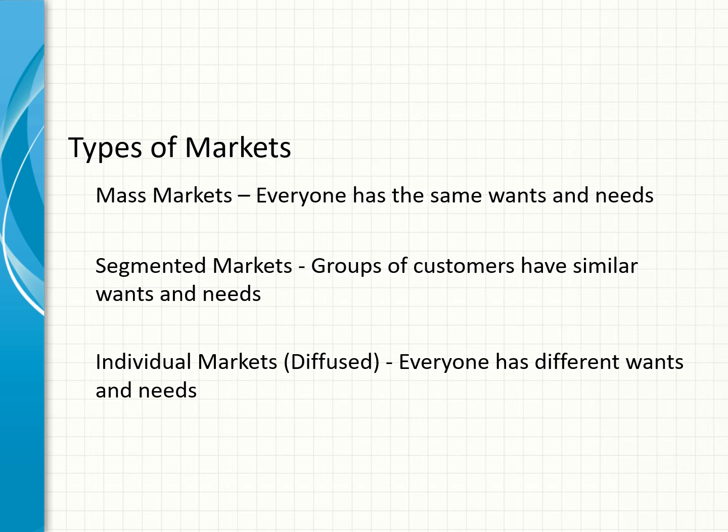Let's look at individual markets where everybody wants something different. This would have to be something that's a very customized market. How about housing? Well, no, housing's not a good example because there are lots and lots of tract homes. In fact, here in Las Vegas, you'll notice that some home builders build the same homes over and over and over again, just in different locations in the city.